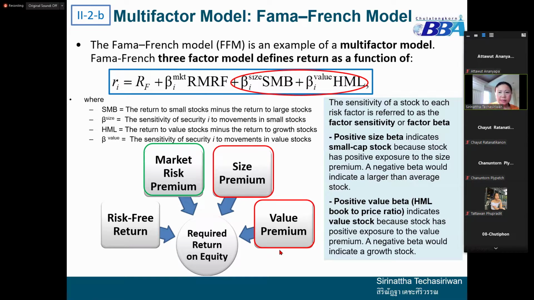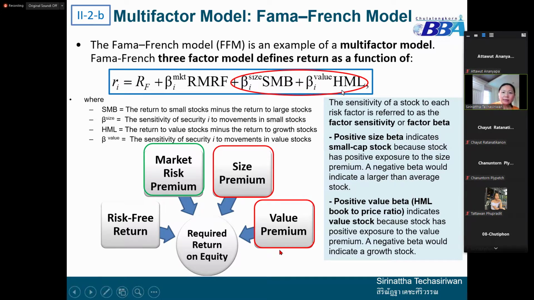Market, it is the market value of equity. So basically the book to market ratio is the reverse of the price to book ratio, right? Price to book ratio is the share price over the book value of equity per share, right? So the reverse ratio is the book to market, okay?